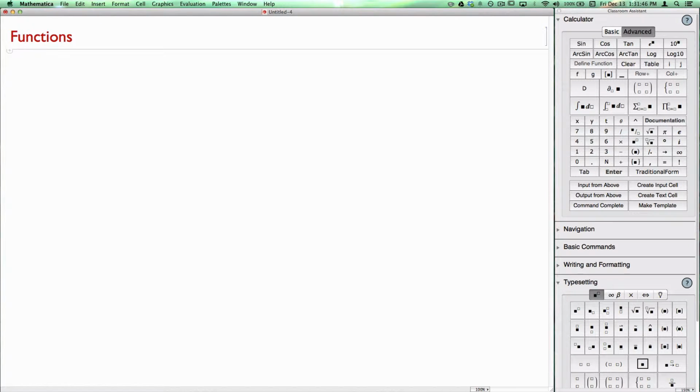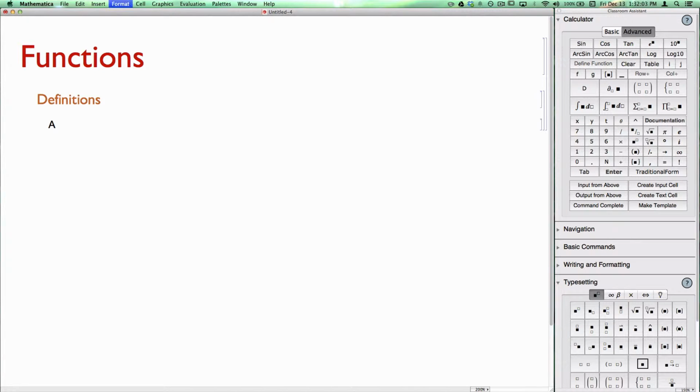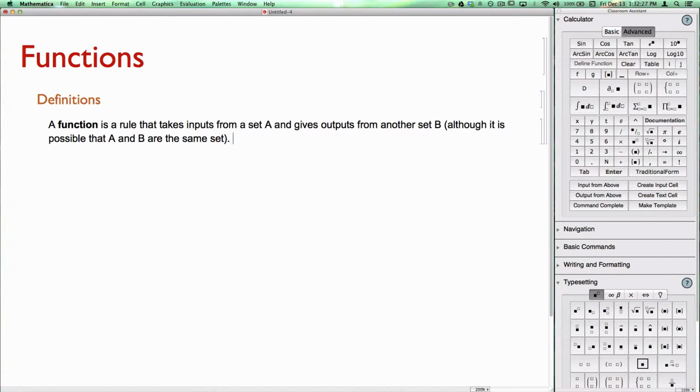Okay, welcome to our first lecture on functions. First of all, some definitions. A function is a rule that takes inputs from a set A and gives outputs from another set B, although it is possible that A and B are the same set.